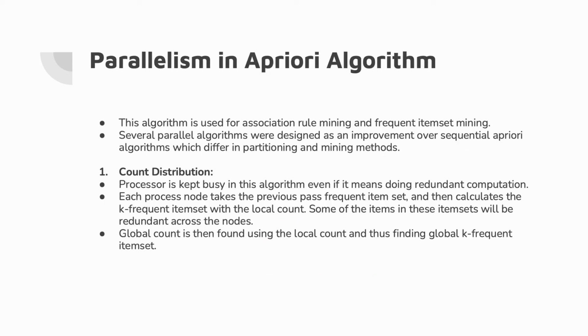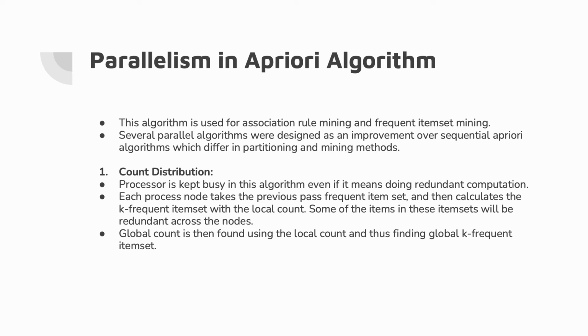Next, we will be talking about parallelism in the Apriori algorithm. This algorithm is very popular in machine learning and used for association rule mining and frequent itemset mining. One example where the Apriori algorithm is used is market basket analysis. Several parallel algorithms were designed as an improvement over the basic sequential Apriori algorithm, which differ in partitioning and mining methods. These algorithms use the paradigms which we have discussed previously, namely data parallelism and model parallelism.